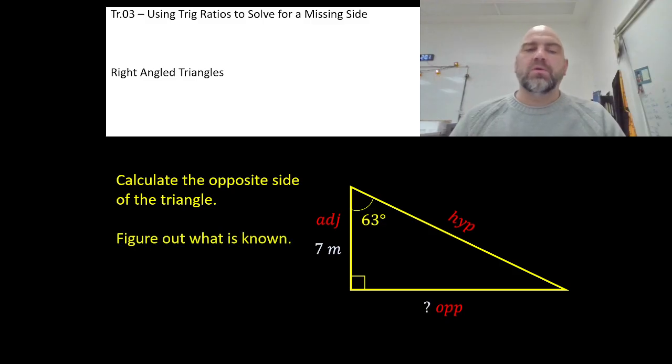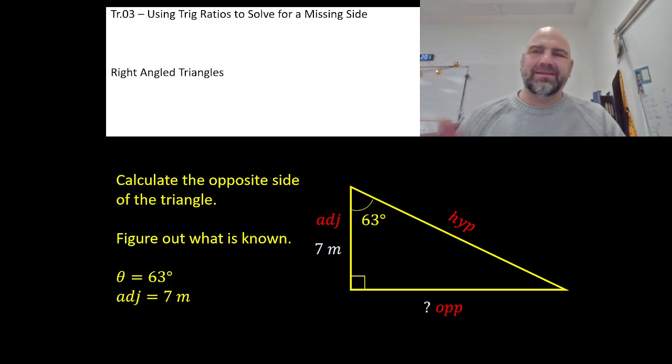First of all, we want to figure out what is known. We know the angle, like we mentioned. We know the adjacent side, that is 7 meters. We also have the 90 degrees, but I'm not going to put that in. That's kind of just general knowledge. And the opposite side is what we are trying to find.